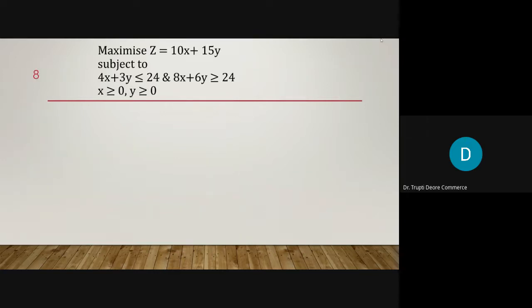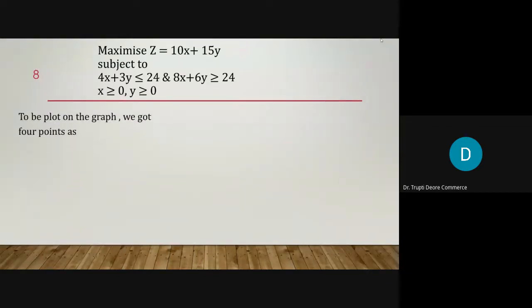Now we'll see one example of LPP. Suppose there is an LPP given: maximize z is equal to 10x plus 15y. So maximize z is equal to 10x plus 15y is your objective function, and we have to fulfill the objective. Now what are the conditions? Subject to, first condition 4x plus 3y is less than or equal to 24, and the second one is 8x plus 6y greater than or equal to 24. X is greater than or equal to 0 and y is also greater than or equal to 0. It means 0 or more than 0 value.